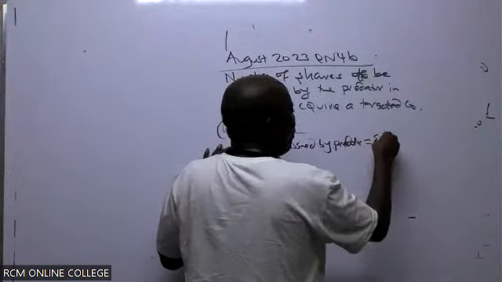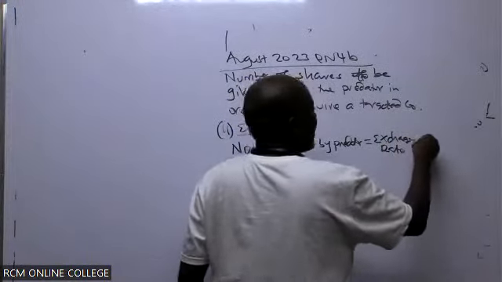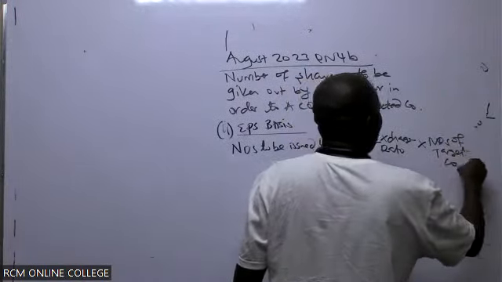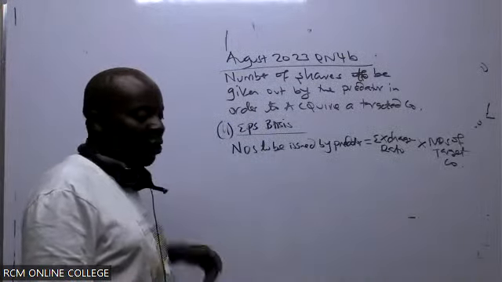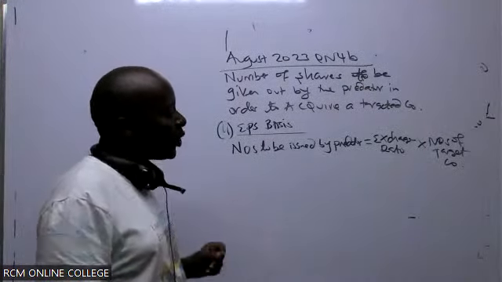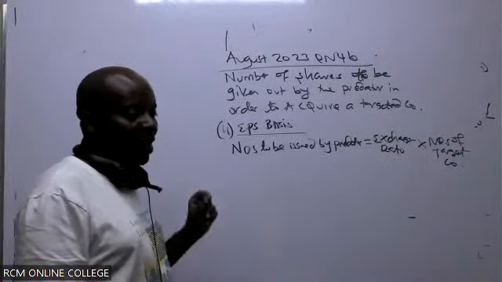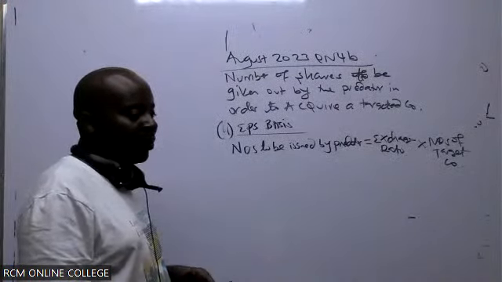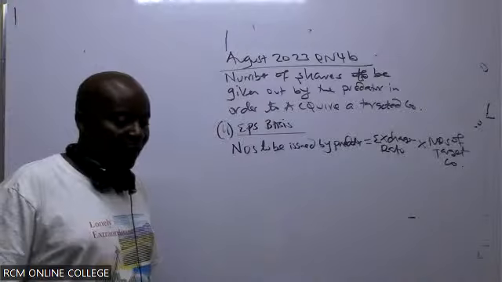We'll take the exchange ratio times the number of ordinary shares of the target company. Anytime they want us to give them the number of shares of the predator, NO stands for number of shares to be issued out by the predator. Always take the exchange ratio times the number of ordinary shares of the targeted company.